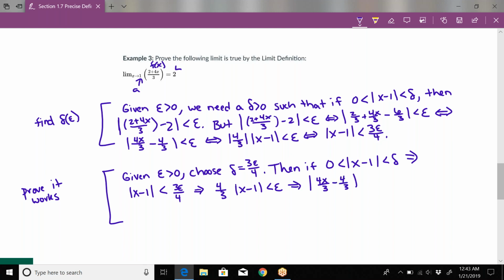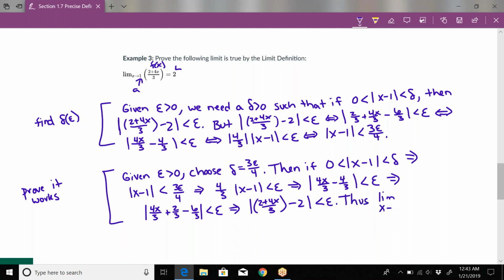Which implies that the absolute value of 4x over 3 minus 4/3 is less than epsilon, which implies that, I'm going to split it to exactly what I did before, this helps us see exactly what the path is, it's 2/3 plus 4x over 3 minus 6/3, and an absolute value is less than epsilon. We're just going backwards here. And then that implies that 2 plus 4x over 3, grouping it back as the f of x, minus 2 is less than epsilon. And that is what we wanted. So thus, the limit as x approaches 1 of 2 plus 4x over 3 equals 2 is true by the definition of a limit.